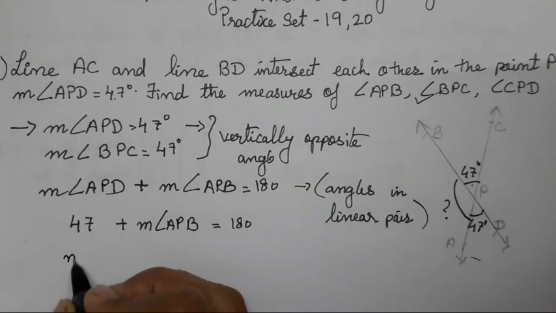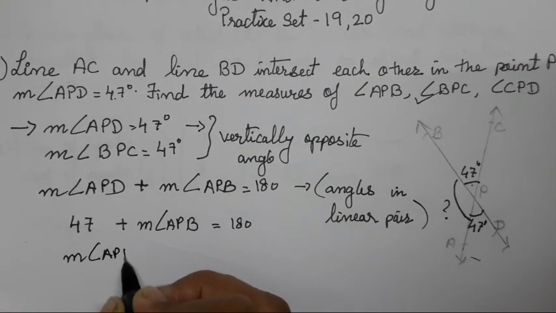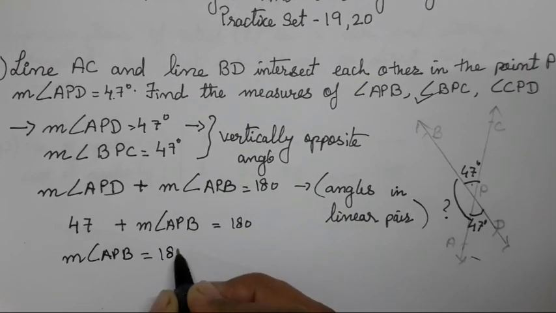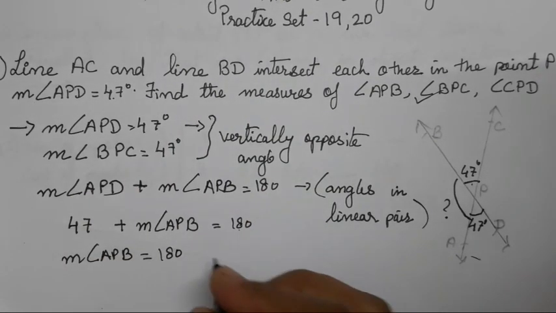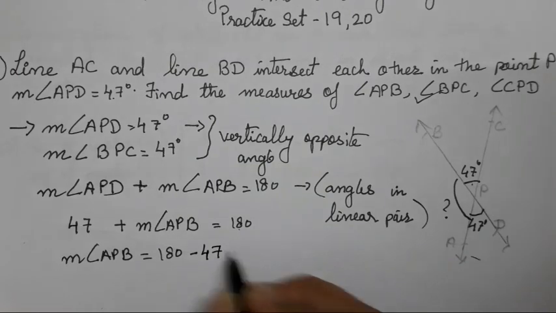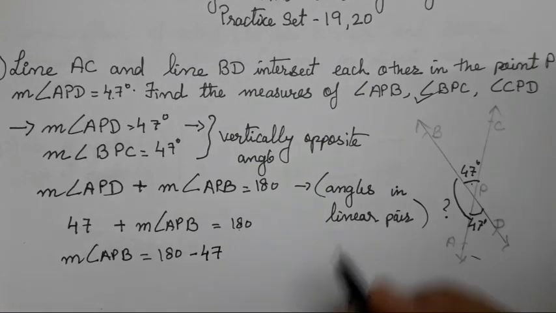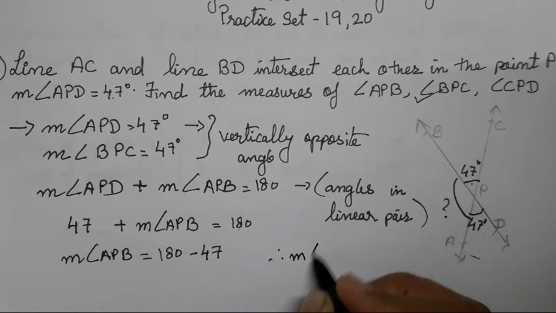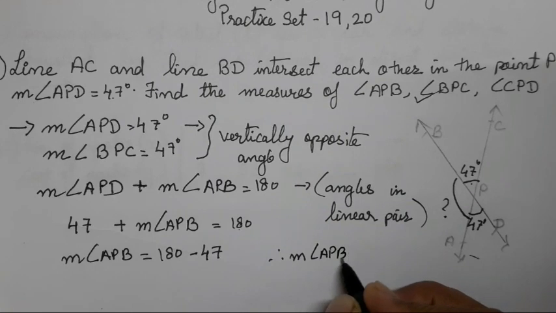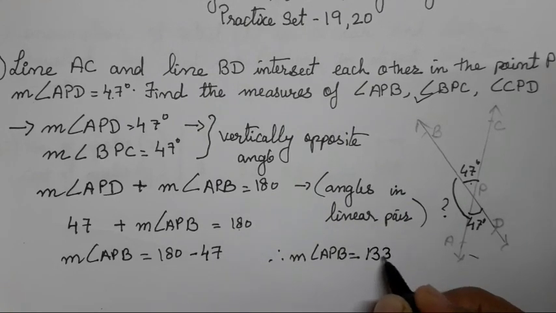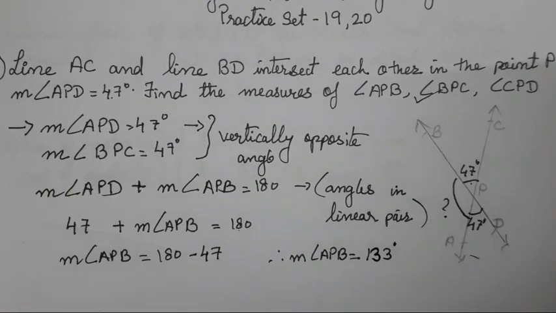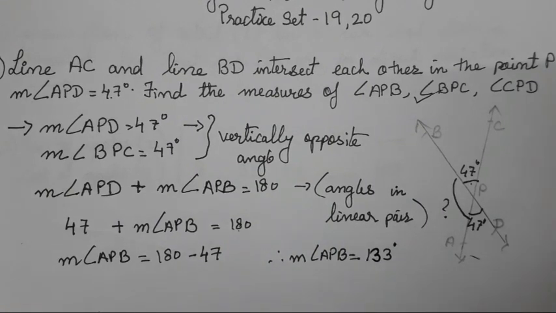तो measure of angle APB is equal to 180 degree. ये यहीं पे रहेगा, ये यहाँ पे रहेगा, but this is going to move its place, so it will change to -47. Therefore, measure of angle APB is going to be how much? Subtract कर लो इसको. The answer is going to be 133 degree. All right, subtraction I hope everyone knows.